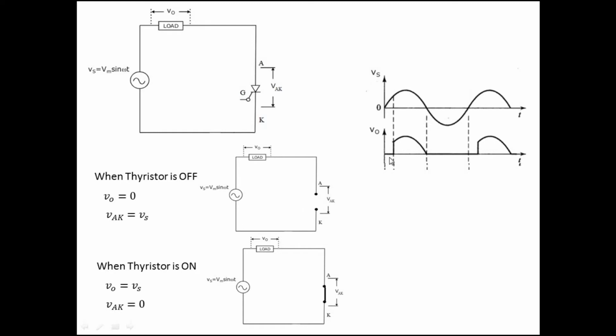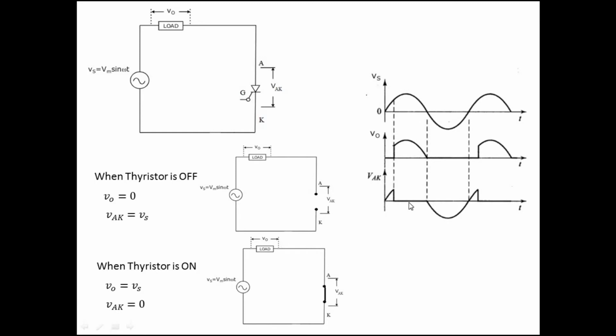Up to this point, in this region, the thyristor is in off state. And from this point to this point, the thyristor is in on state, so VAK is 0. So we can draw like this. Only in this period and this period is the thyristor on, so VAK is 0. In the rest, here, here and here, the thyristor is off, so VAK is the same as Vs.